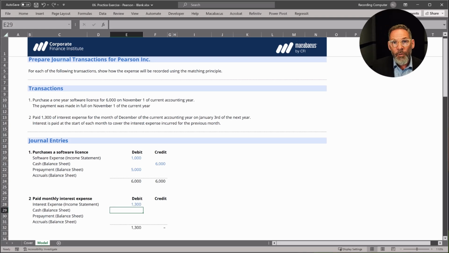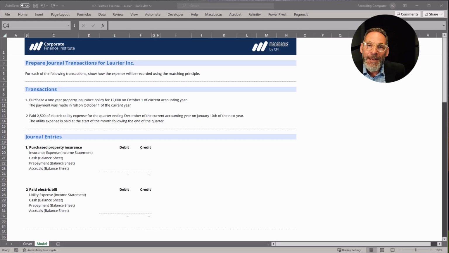Now we need to know what's the other side of that transaction. Now it's something we owe, we haven't paid yet. And we call something we owe that we haven't received a bill for yet, or we haven't paid, an accrual. And we'll put $1,300 there. Our journal entry balances, our debit and credit balances, and we stayed true to the accounting matching principle.